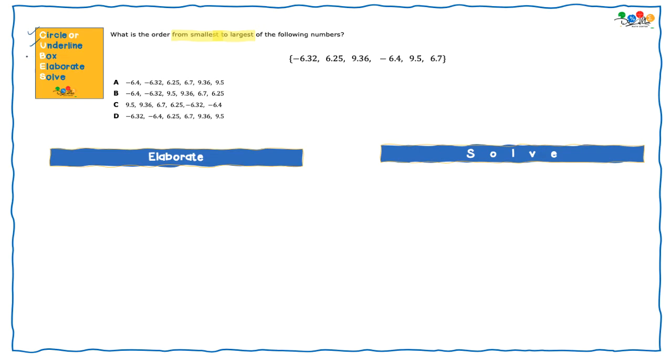What I'm going to do next is box the question. I like that these questions are very short. That's the question. And I can see that I have negatives and positives. You see negative 6.32 and positive 6.25. It means I can use a number line. Great, let's use a number line.